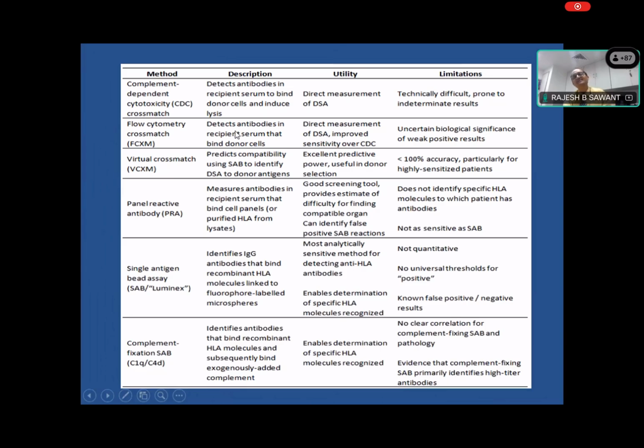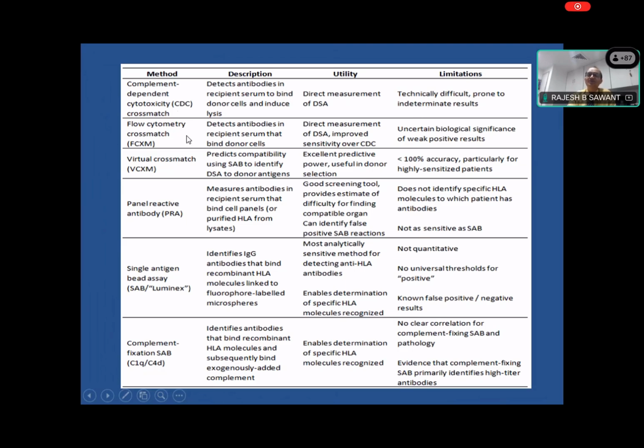Right, so here is a very good reference table where the method, its description, its utility and the limitations have been summarized. I'll just quickly highlight the most important points. The traditional CDC cross-match, as we say, the cytotoxicity cross-match, will detect antibodies in the recipient's serum which may bind to the donor cells and induce complement-mediated lysis. So here we are directly measuring the donor specific antibody. However, it is very difficult and prone to some irrelevant or indeterminate results.